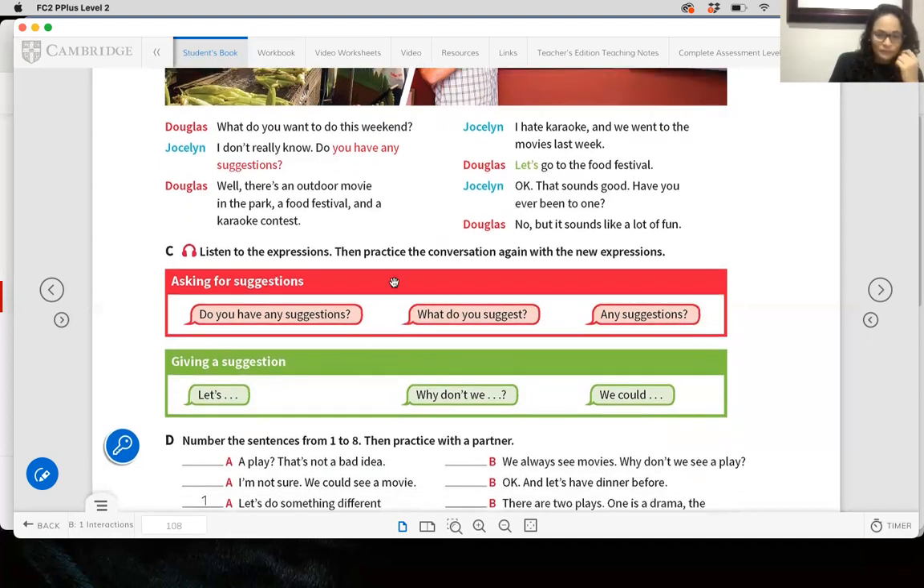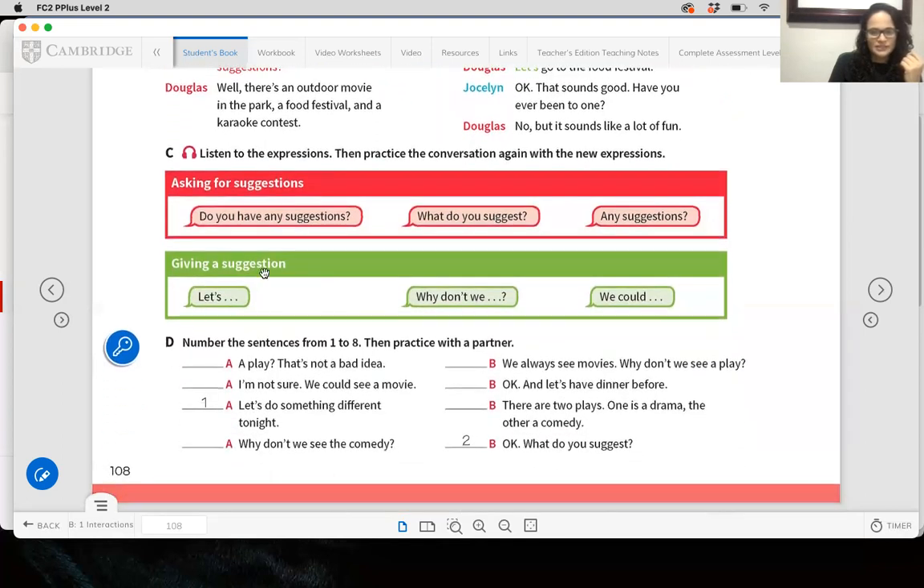And then we have here, giving a suggestion. How do I give the person the suggestion? You can start with the word let's. Let's is the abbreviation of let us. So let's go to the park, let's go to the zoo, let's eat at the new restaurant.